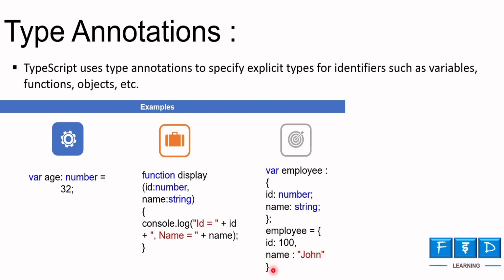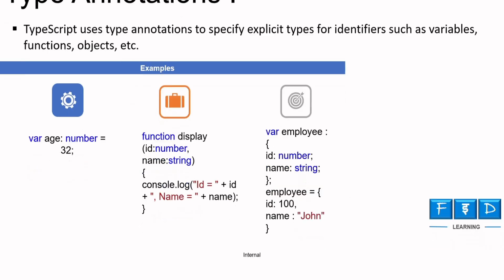So here inside employee, we can't pass a string value to this ID. Similarly, we can't pass a boolean or numeric value to this name. We have to pass a string value to name and a number value to ID, because we have given the data types number and string to ID and name. It means once an identifier is annotated with a type, it can be used as that type only. If the identifier is used as a different type, the TypeScript compiler will throw an error.